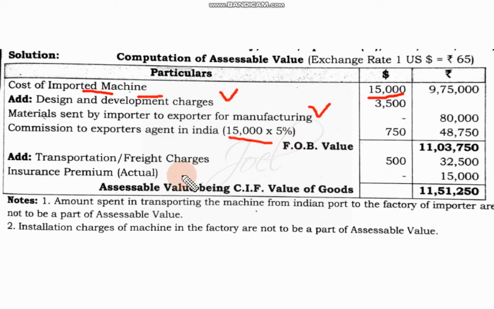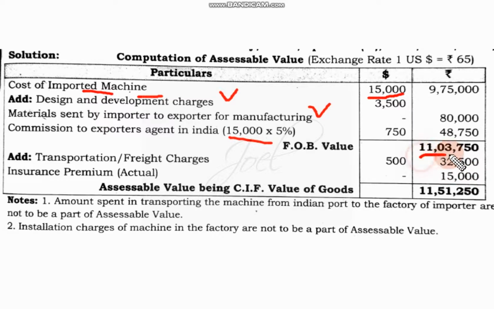Commission can be added here or later also, but since it is on invoice price, and agent commission is given, that's why we are considering it here. Sometimes they will specifically give the FOB price, and after FOB price the agent commission will be given, then we have to consider it there. But when the problem is silent, we consider it before calculating FOB. So we have to total these three things, convert it and write. That will come up to 11,03,750.